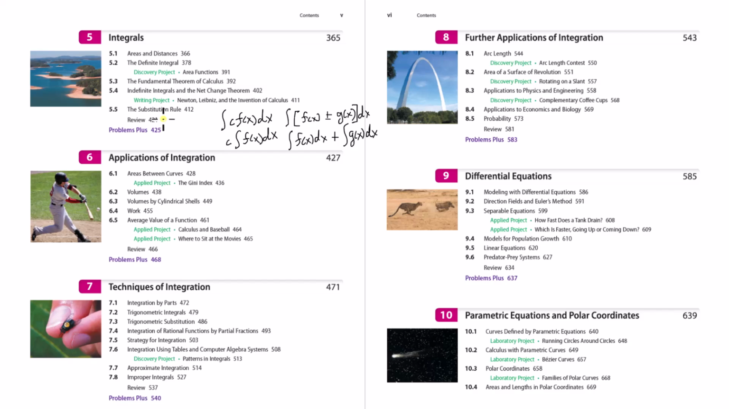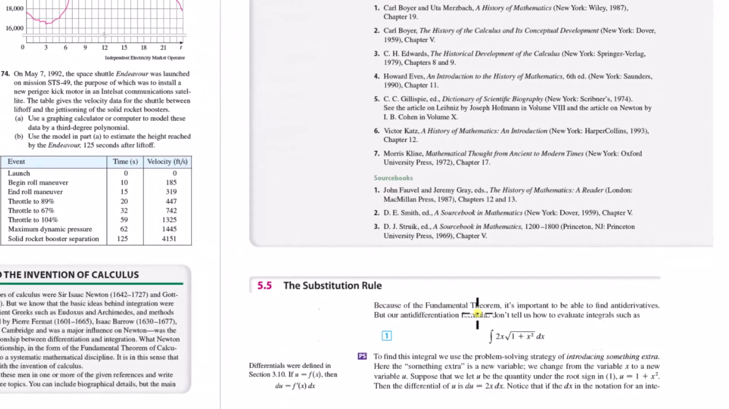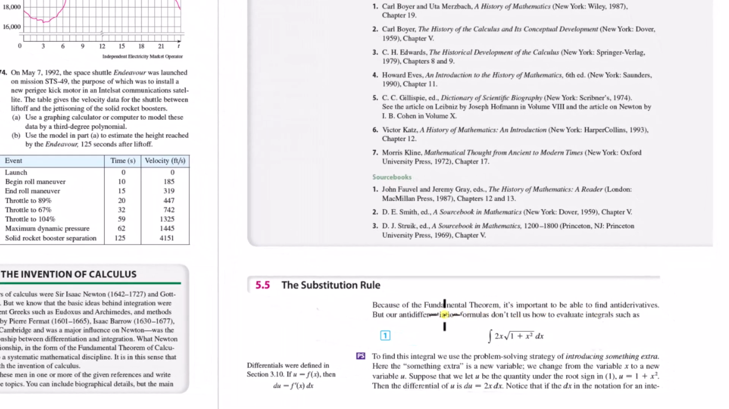And so now in section 5.5, we're just taking the complexity up a notch. We want to learn how to find antiderivatives, or in other words, solve integrals for slightly more complex functions than what we learned how to work in section 5.4. And to do this, we're going to learn the substitution rule. It says because of the fundamental theorem, it's important to be able to find antiderivatives.